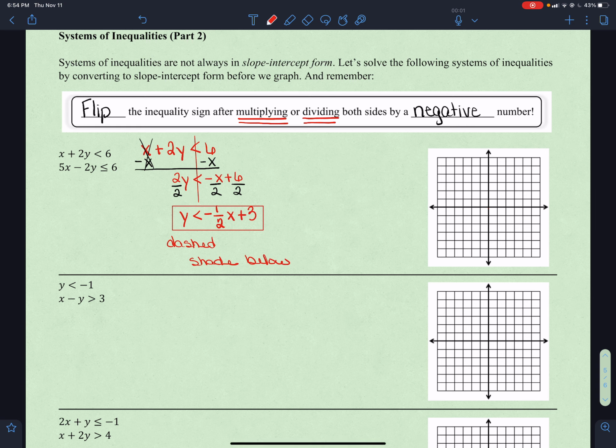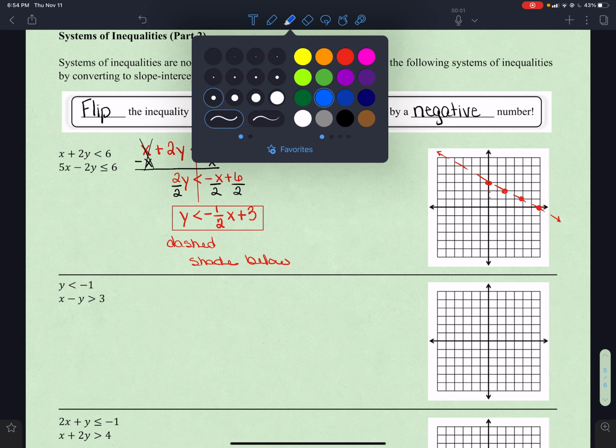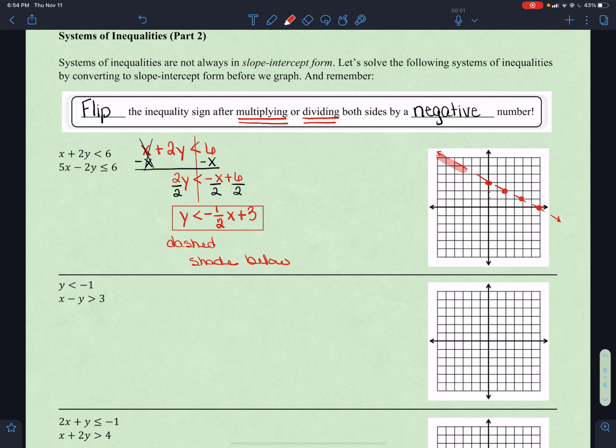All right, so let's go ahead and graph that one. Starting with my y-intercept at positive 3, down 1, right 2, down 1, right 2, down 1, right 2, and that's going to be a dashed line through there. When we do shade, we are going to be shading below this one. So let me go ahead and do that now so I don't forget to shade it.